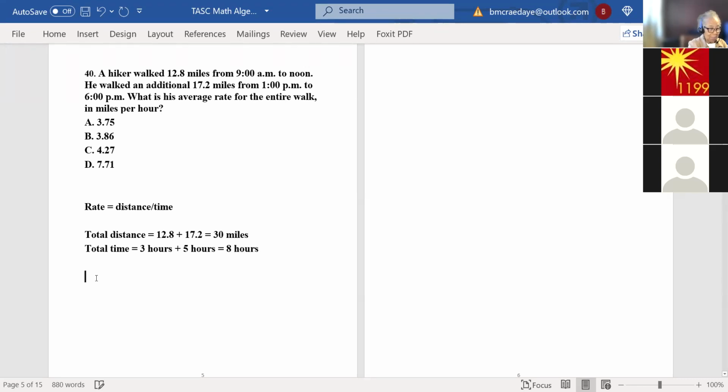3.75. That's right. So your average rate would be equal to 30 divided by 8, and that's equal to 3.75. So your answer would be A.